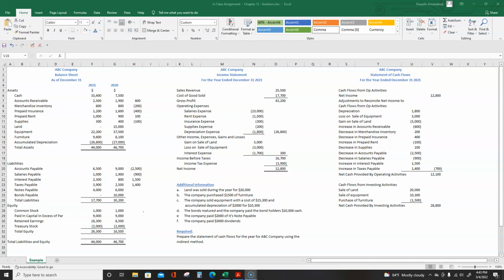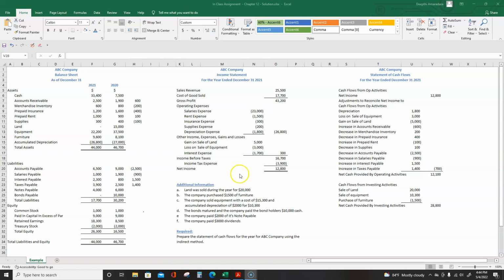In this video, we're going to continue with the example of the statement of cash flows. If you've forgotten, please pause the video and reread the question. Earlier, we've completed the operating activities section and the investing activities section. Now we're going to move on to the third section, which is cash flows from financing activities.